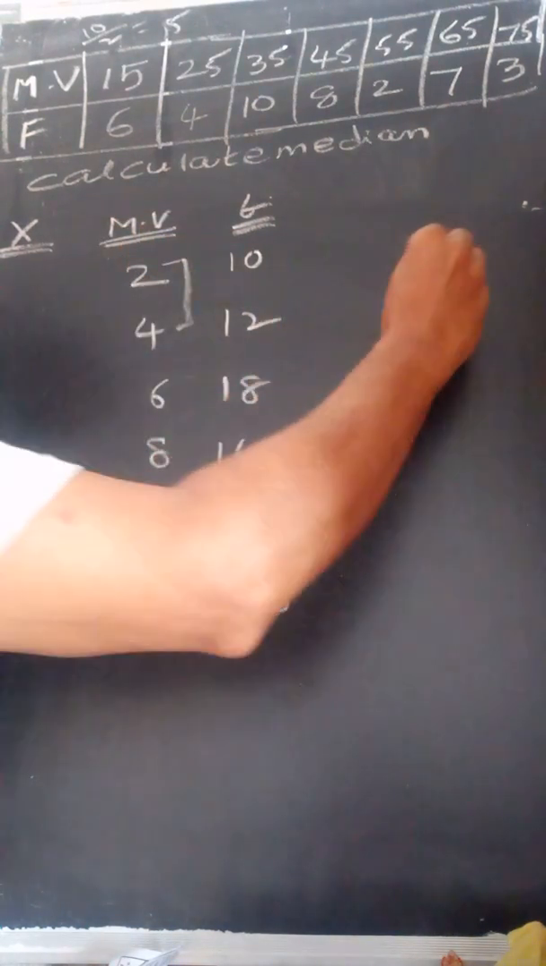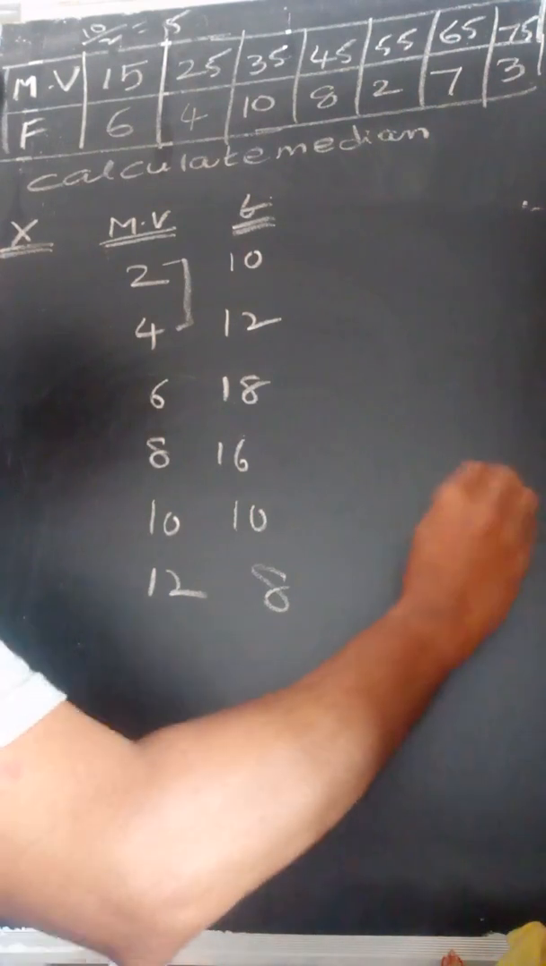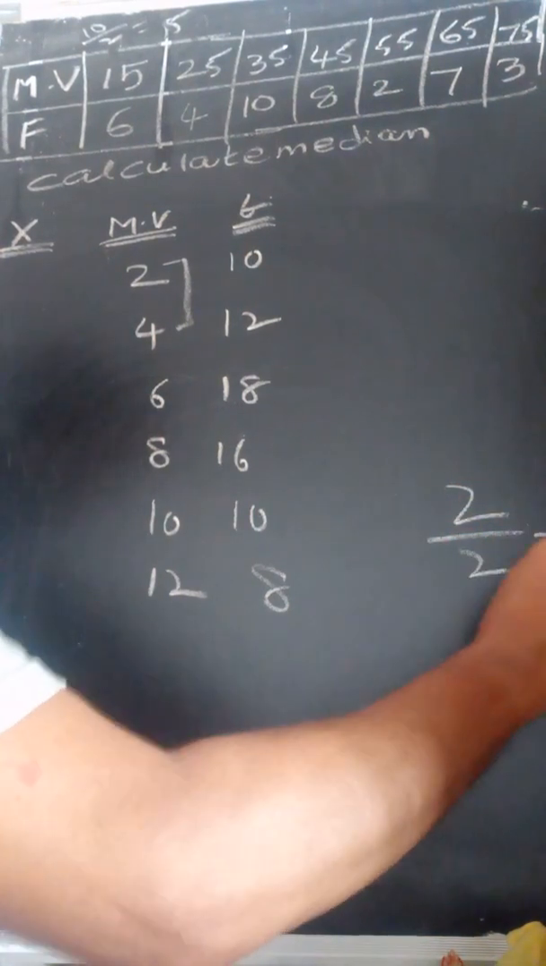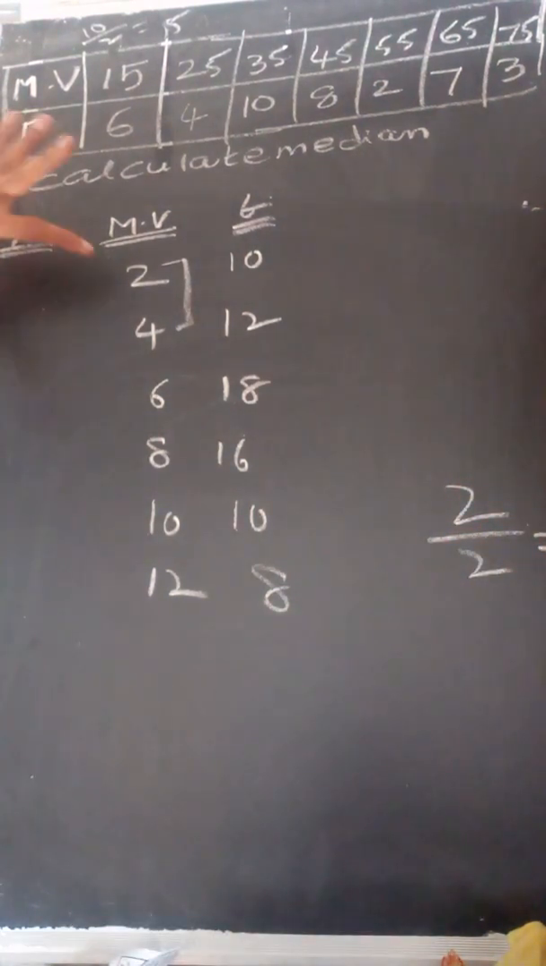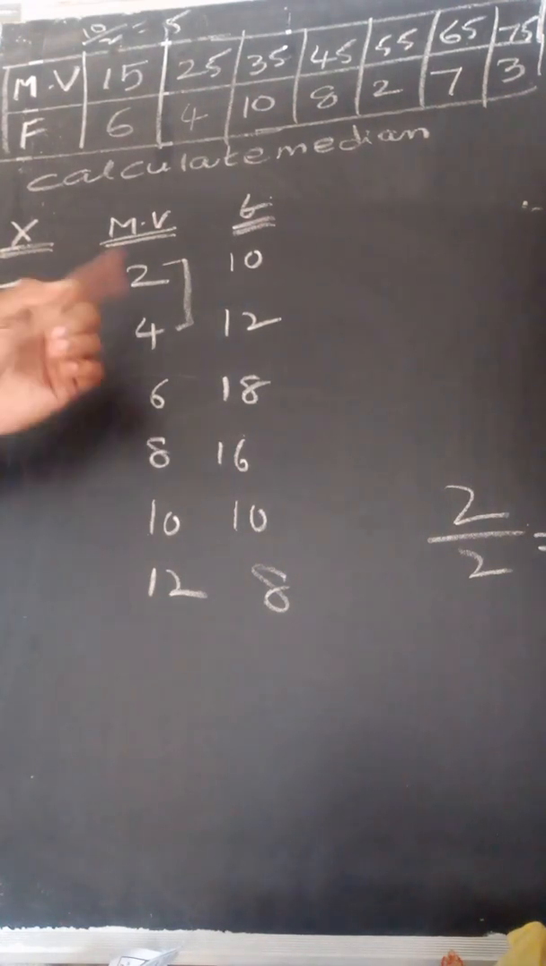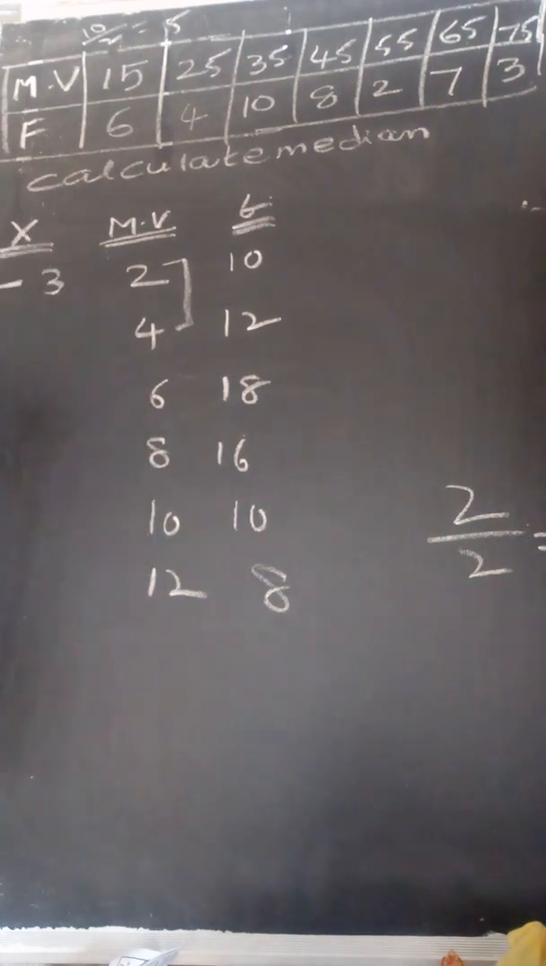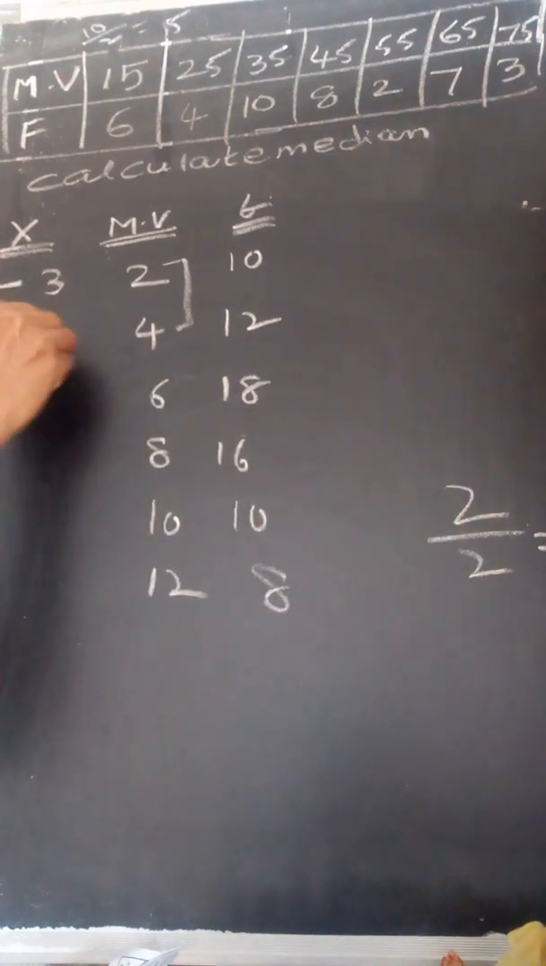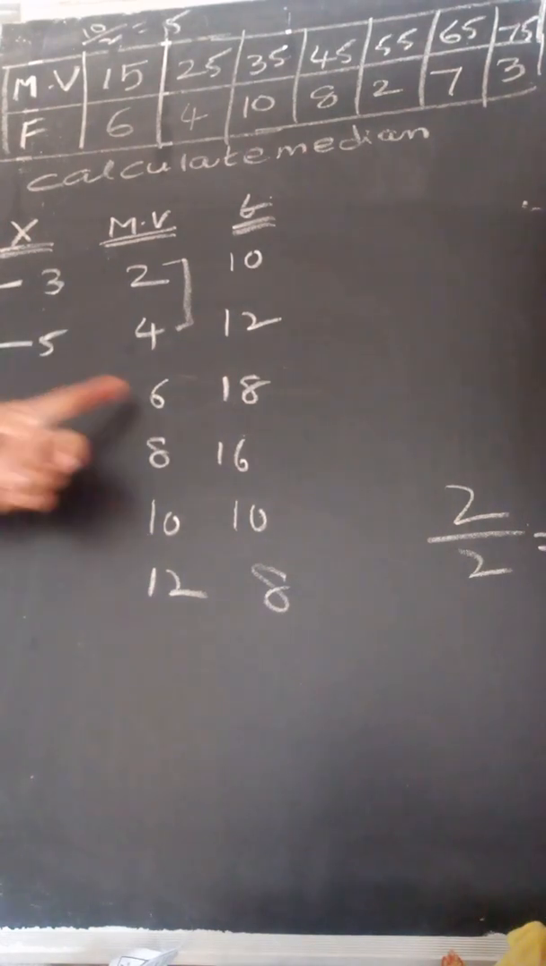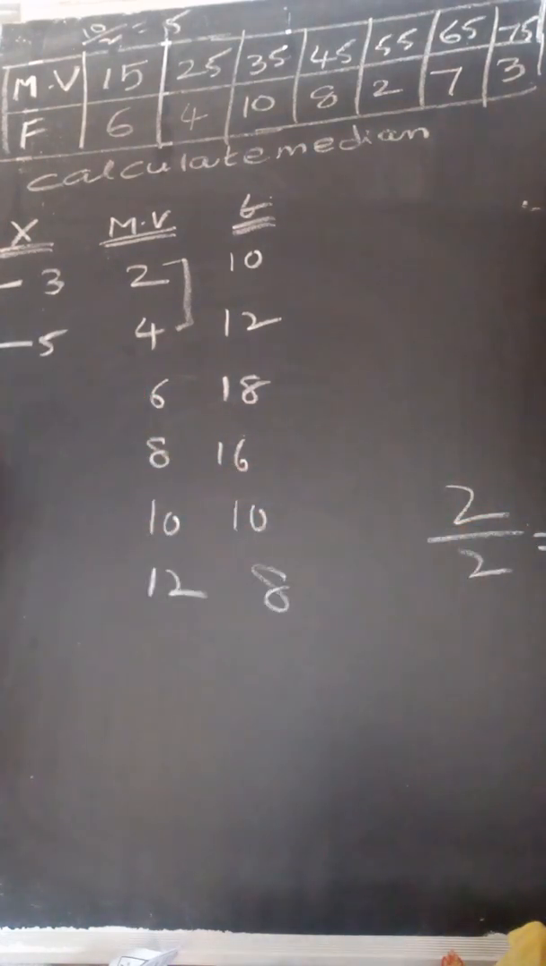The difference between mid values is 2. 2 divided by 2 is equal to 1. 2 minus 1 means 1, 2 plus 1, 3. Next, 4 minus 1, 3, 4 plus 1, 5. Then 6 minus 1, 5, and 6 plus 1, 7.